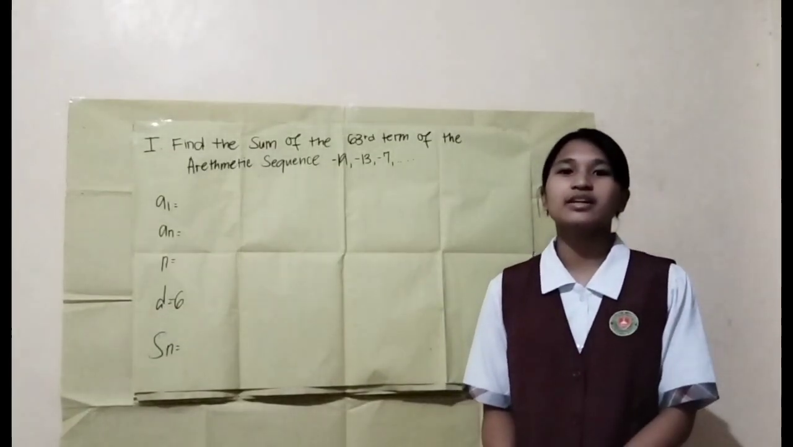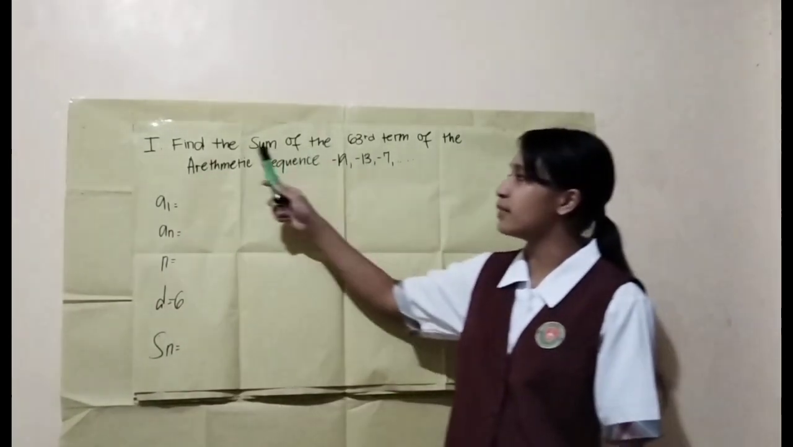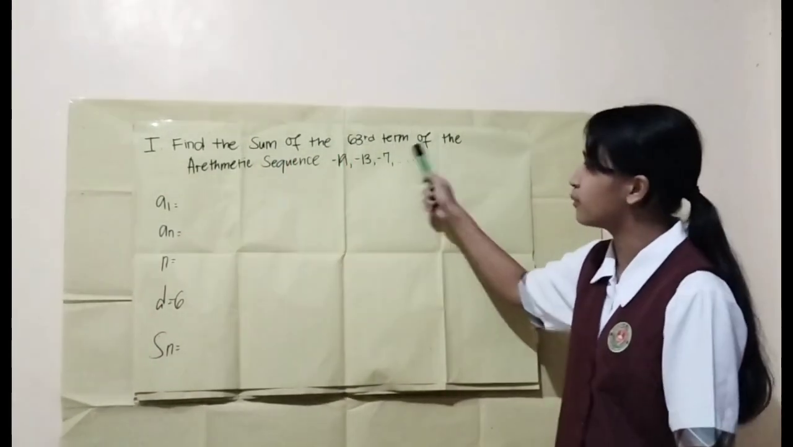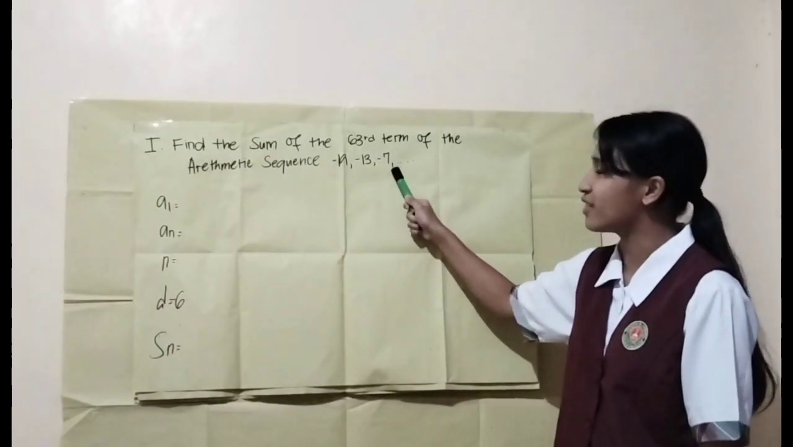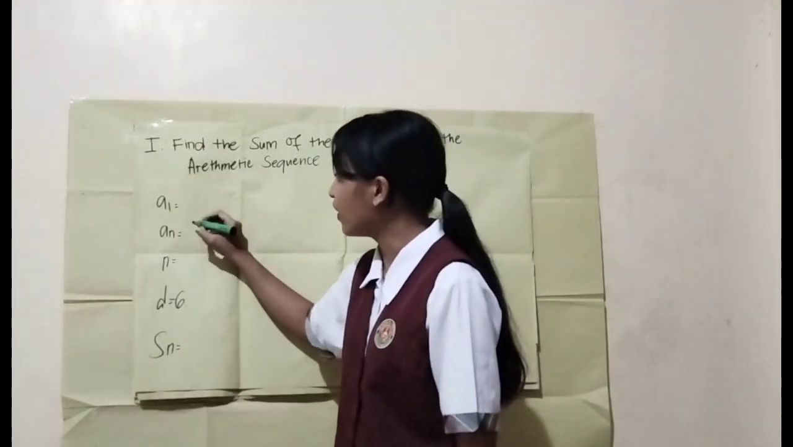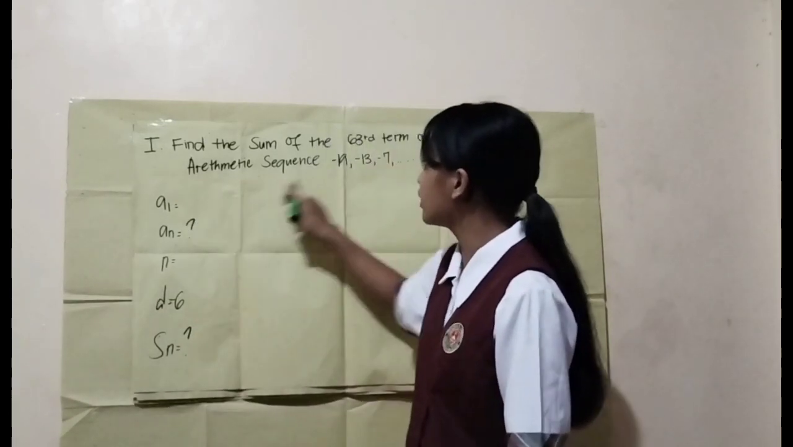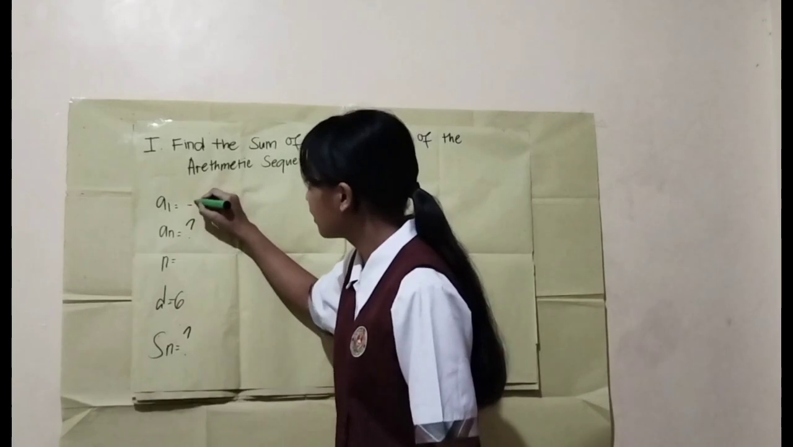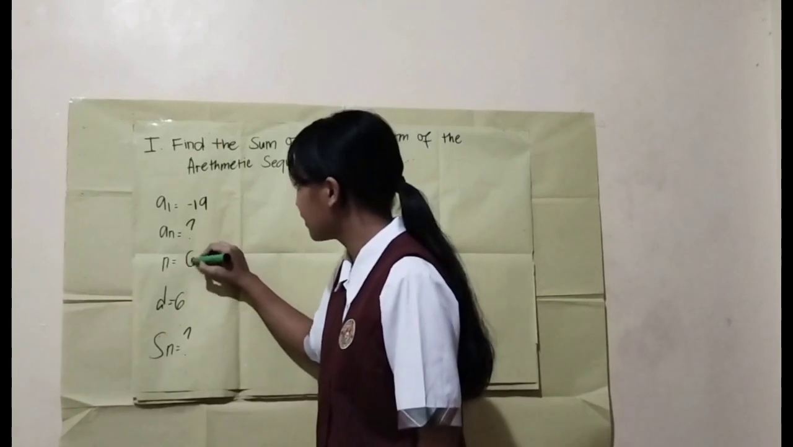Today, we will be solving an equation regarding the arithmetic sequence. And the first problem is find the sum of the 63rd term of the arithmetic sequence, negative 19, negative 13, negative 7, and so on. We would be looking for the value of a sub n and the s sub n. And the value of a sub 1 is negative 19, and the value of n is 63.